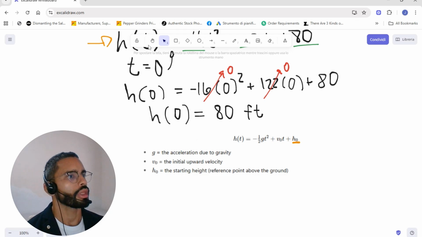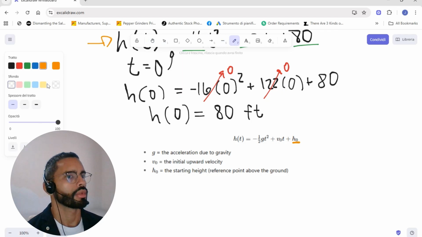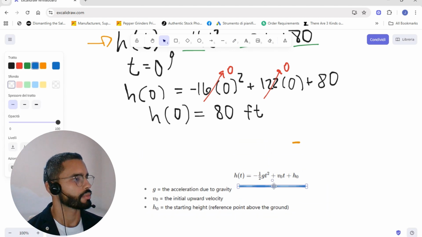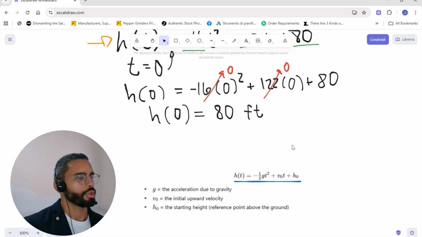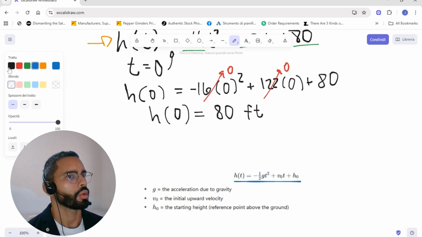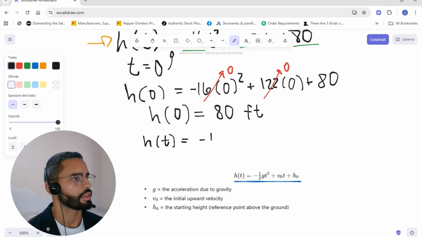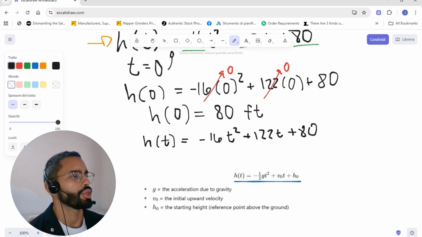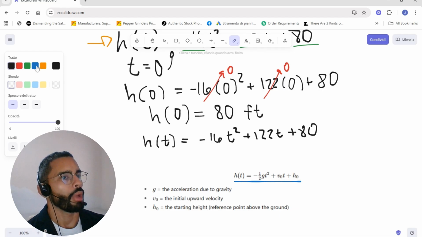And now if we were to compare this equation right here to our current equation. So actually, let me do this. Let me scroll this down a little bit. If we were to compare this to our current equation, our current h of t equals negative 16t squared plus 122t plus 80. Okay. What other information can you extract from our equation?